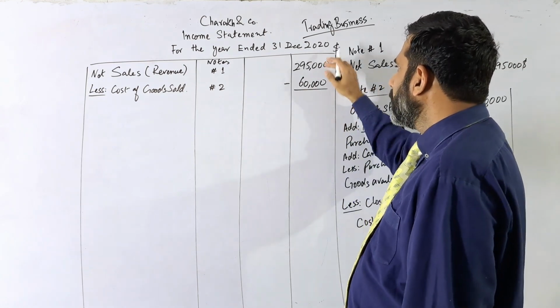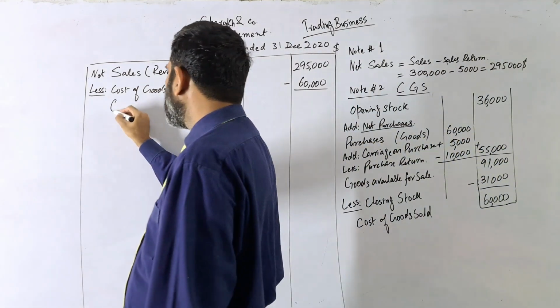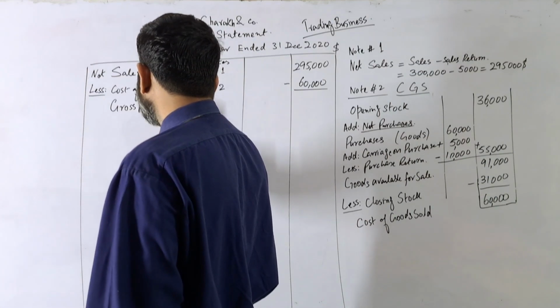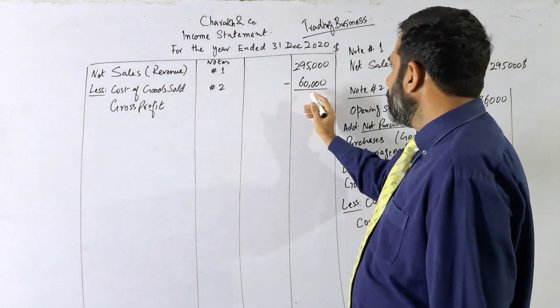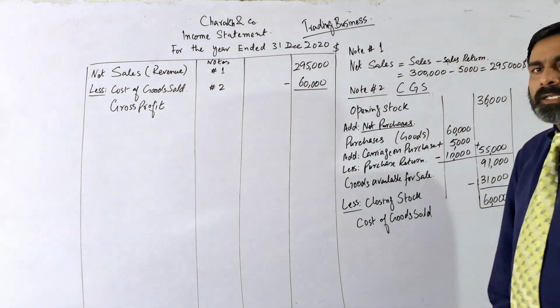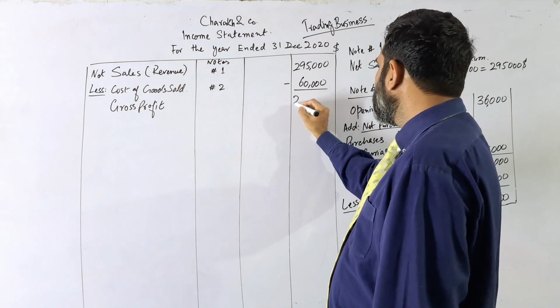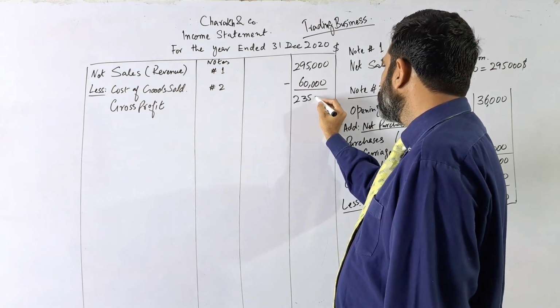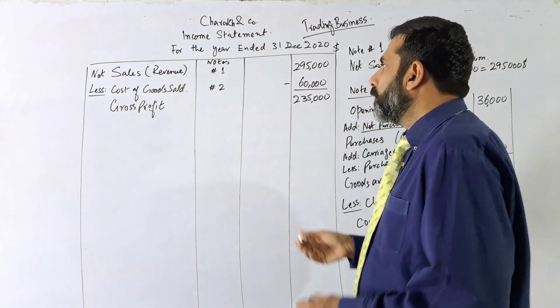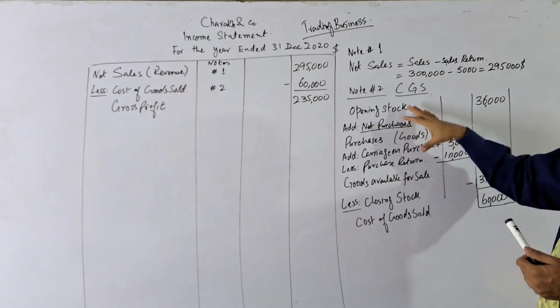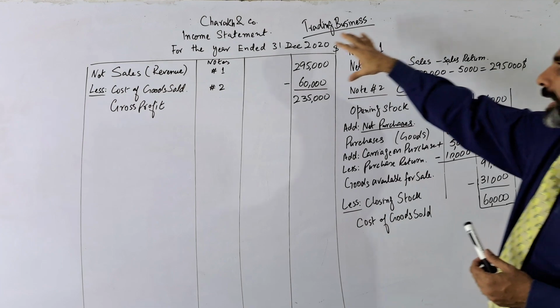So what are we getting? We are getting the gross profit. So 295,000 is there minus 60,000. So we have $235,000 as the gross profit. So we are discussing here the format. First we have calculated what? We have calculated the net sales.